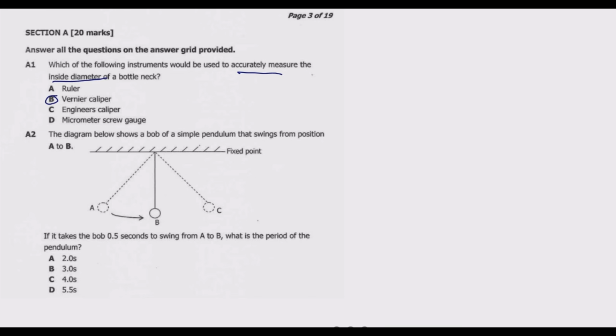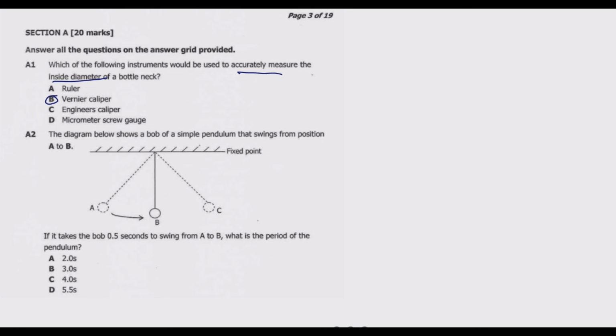Remember, the micrometer screw gauge and the vernier caliper are both used to measure diameter, but the micrometer is used for external measurements, while the vernier caliper is able to measure the internal diameter. Let us move to question 2.